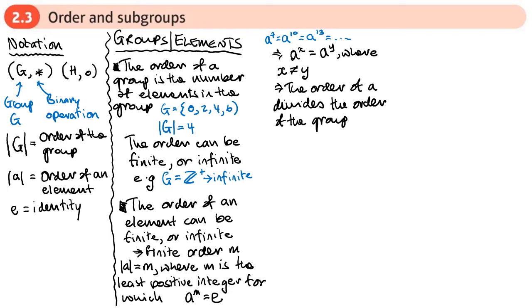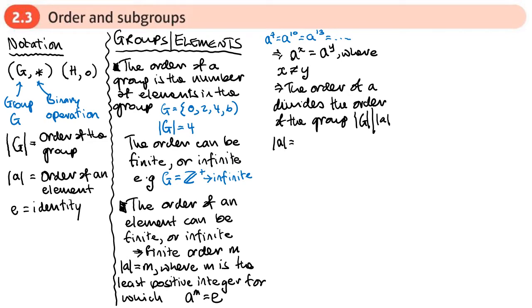So writing that using the notation, we could do this. Okay, so the order of A divides the order of G. For example, if we had a group of order 10, then the elements within that group could only be of order 2, which would be self-inverse. Okay, so we'll write that down.